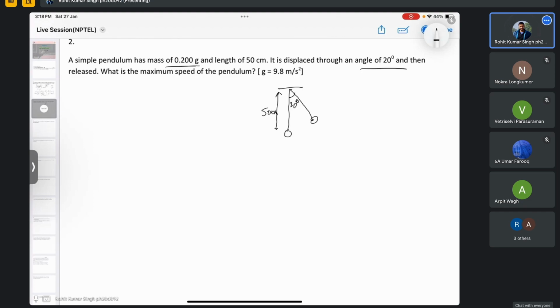And then we release it. Okay, so the question is, what is the maximum speed of the pendulum? Again g is given. So yes, you have to calculate the maximum speed. Now how do you do that? First of all, let me know where the maximum speed will be. At what position will the pendulum have maximum speed?